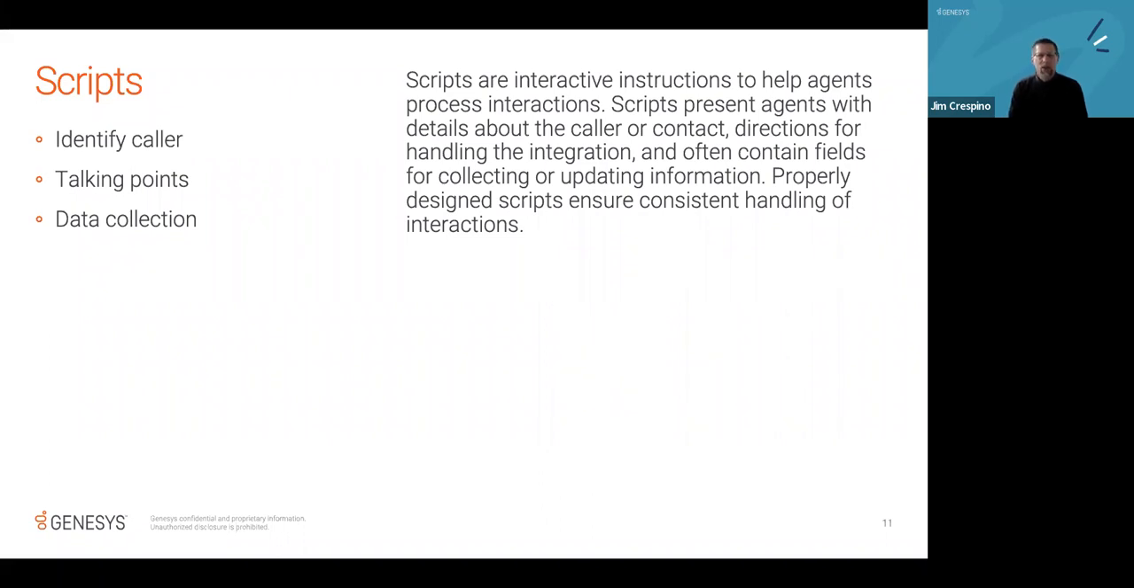So agent scripts are one of the primary, easiest ways in Genesys Cloud to put that information front and center to the agent. So with an agent script, you can identify the caller, put that caller's information right there in the middle of the screen in an agent script, so that they know who's calling, where they're calling from, or if they're chatting or if they're emailing in, identifying them. Give them talking points.